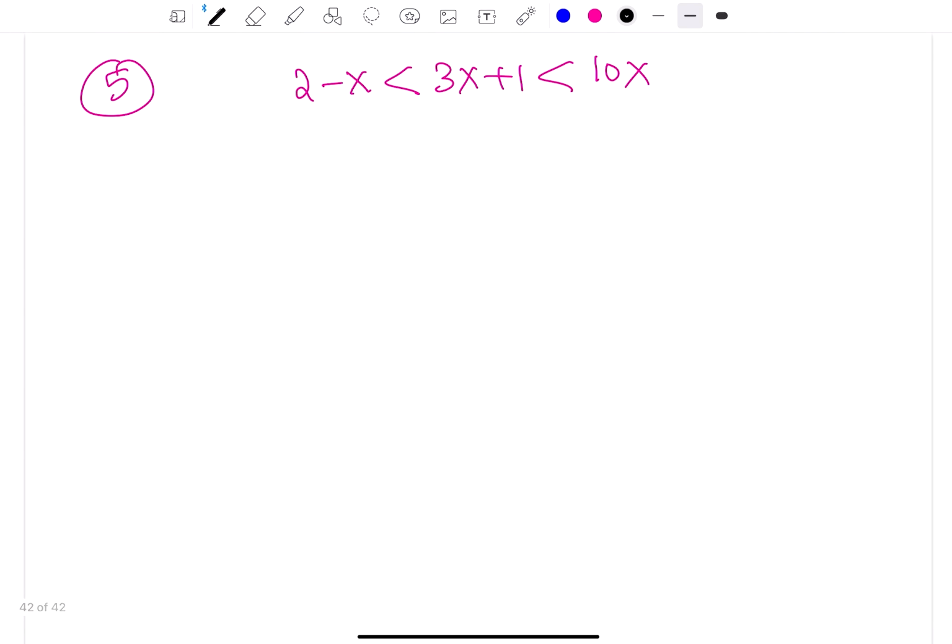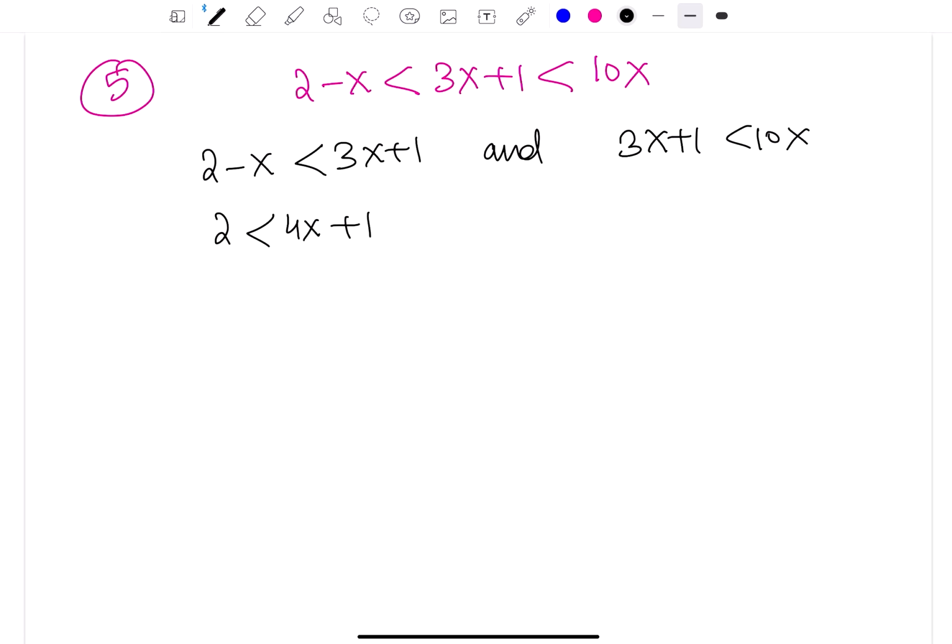Right, next one. Again, it's impossible to isolate the x here. No matter what we do, we won't be able to isolate the x because all three parts have x's in it. So 2 minus x is less than 3x plus 1, and 3x plus 1 is less than 10x. Let's take the x to the right side here. 2 less than 4x plus 1, subtract 1 from both sides. 1/4 less than x, or x greater than 1/4, is the solution from the first part.